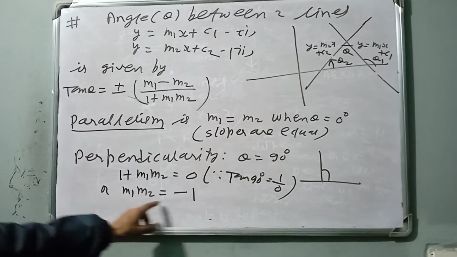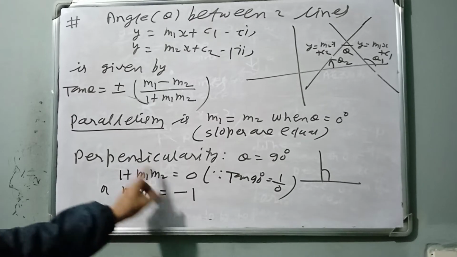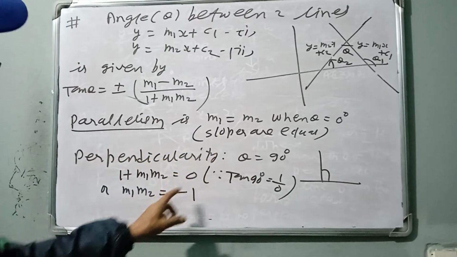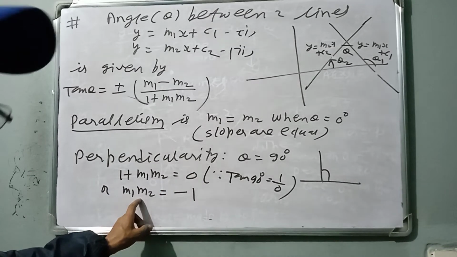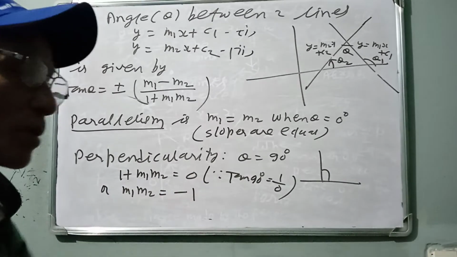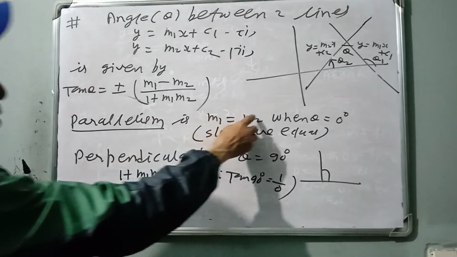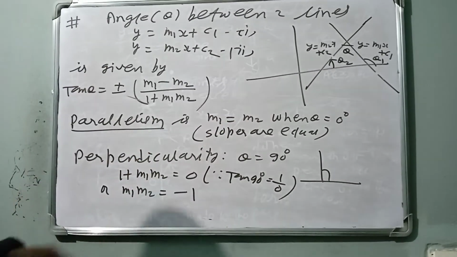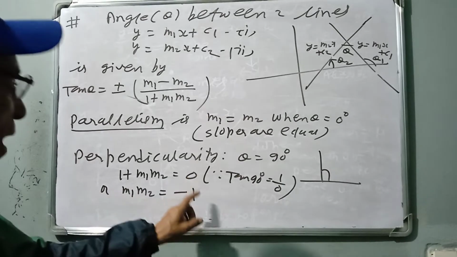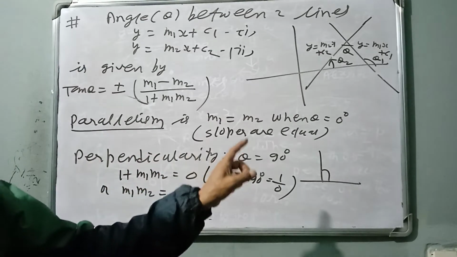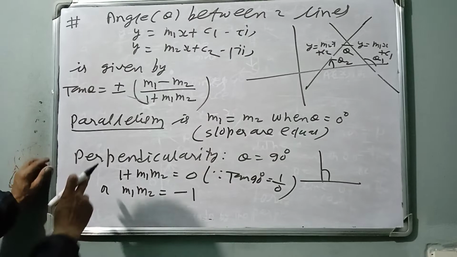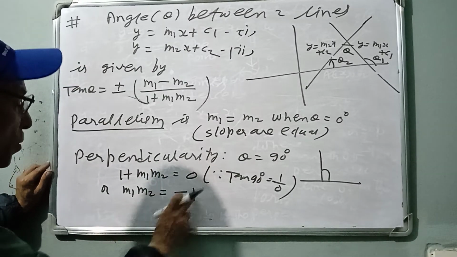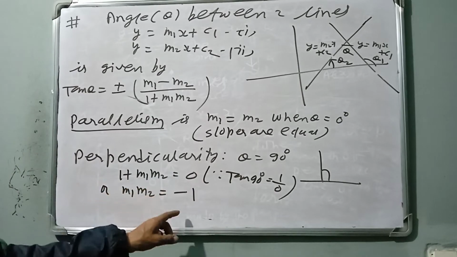If m1 m2 equal minus 1, the lines are perpendicular. If two lines are perpendicular, the product of the slopes is minus 1. If slopes are equal, the lines are parallel. If the product of the slopes is minus 1, the lines are perpendicular. And if two lines are perpendicular, the product of the slopes is minus 1.